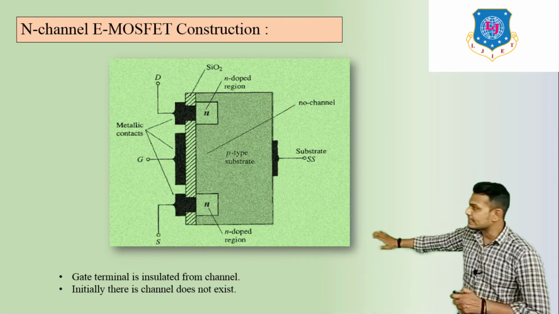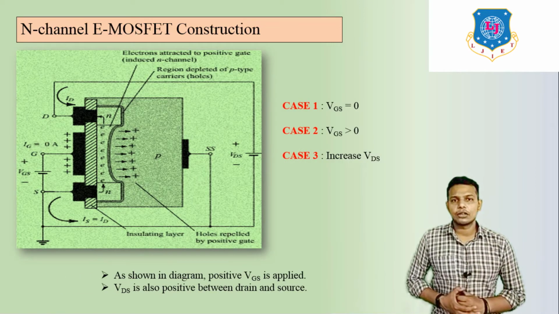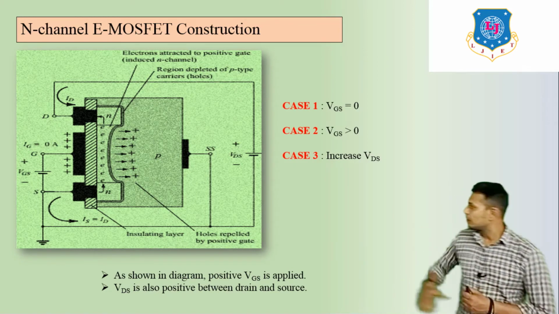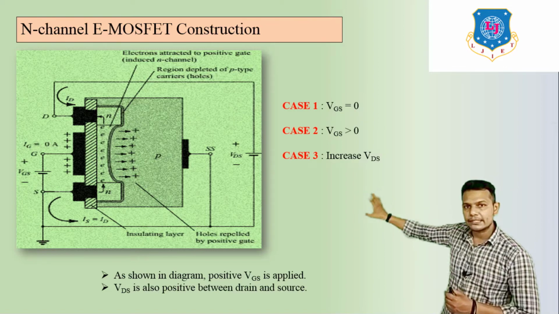Now here you can see this is the construction. This is also the construction with the biasing technique. For biasing we have to connect two batteries in this construction.